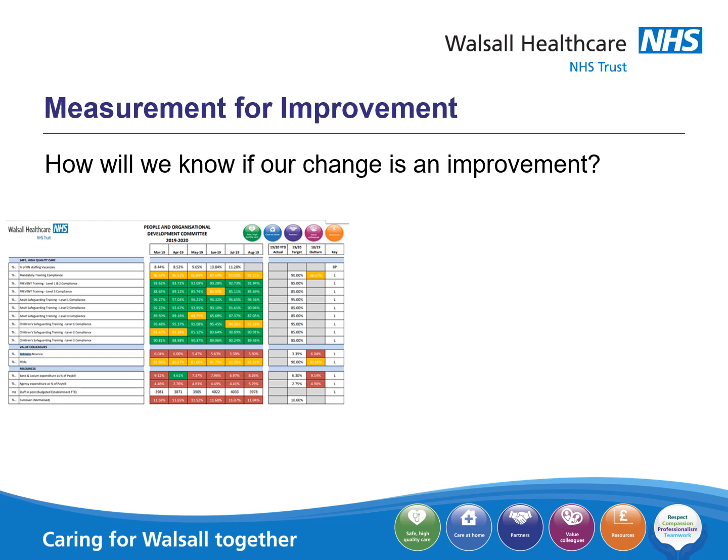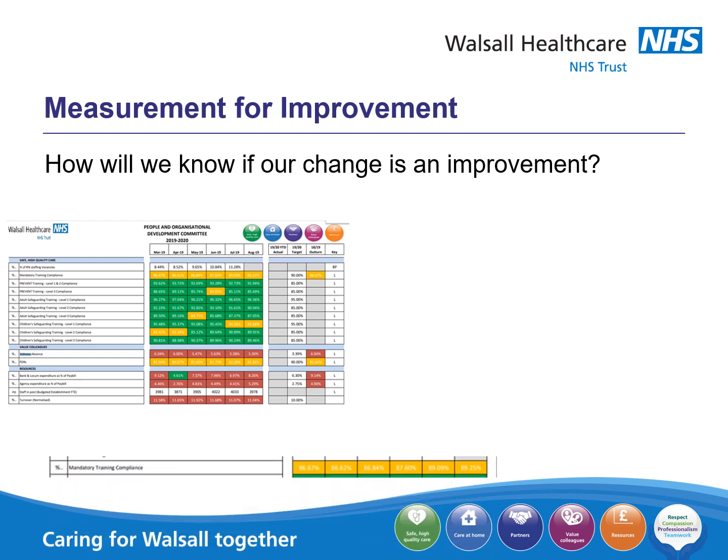Measurement for improvement. How will we know if our change is an improvement? Now, often we see people displaying data in terms of RAG tables, like you're seeing on this slide here. For most people, it's really difficult to pull out, from the data that's presented here, whether the changes have resulted in improvement or not. Boxes coloured in different colours, really hard for us to say whether the change has made a difference. And the important thing is, has it made a difference over time?